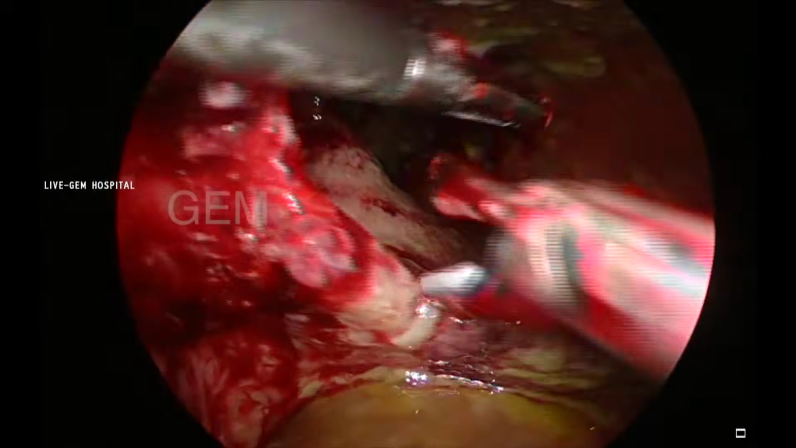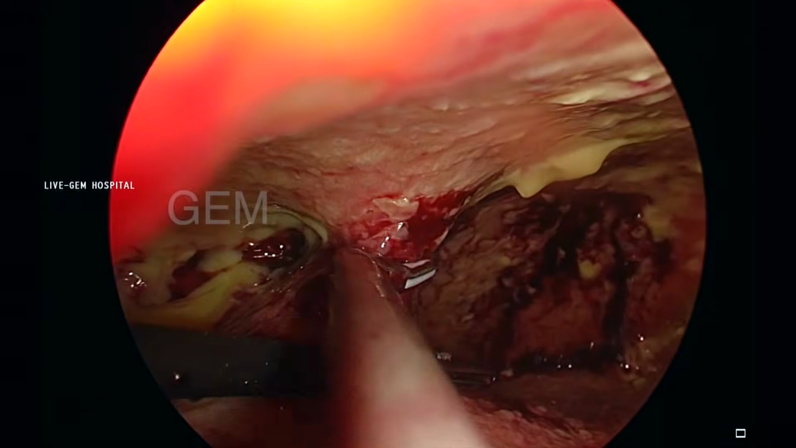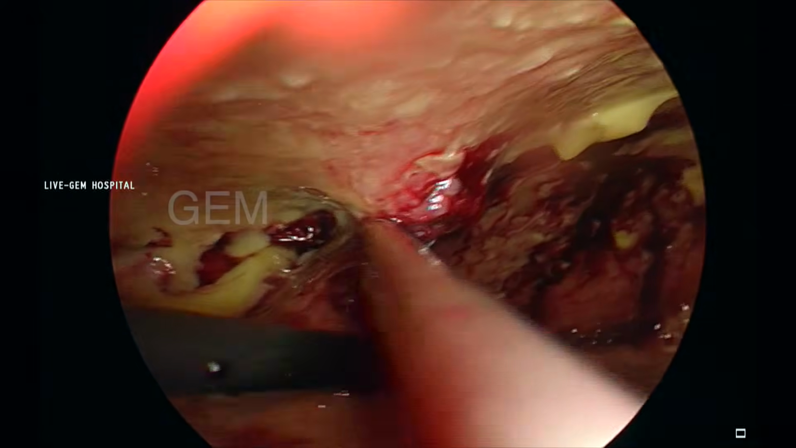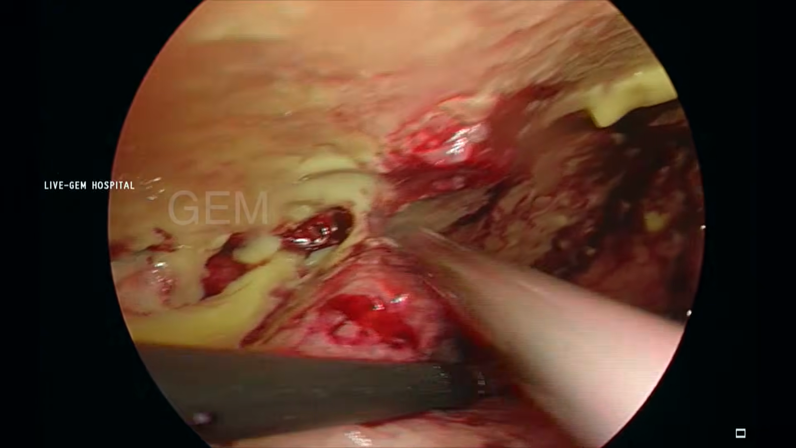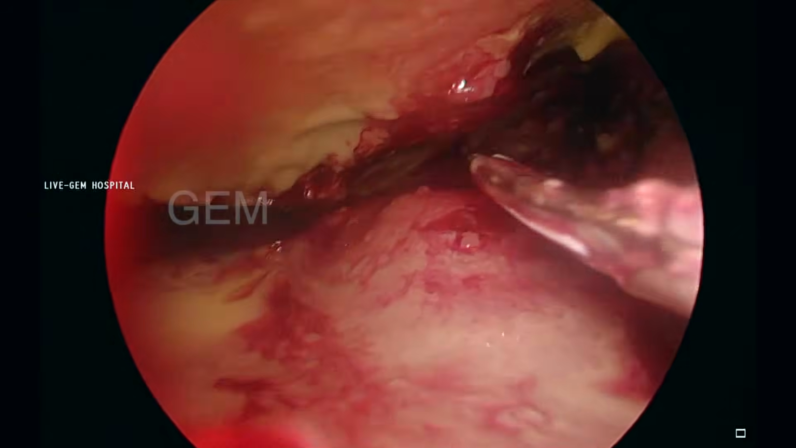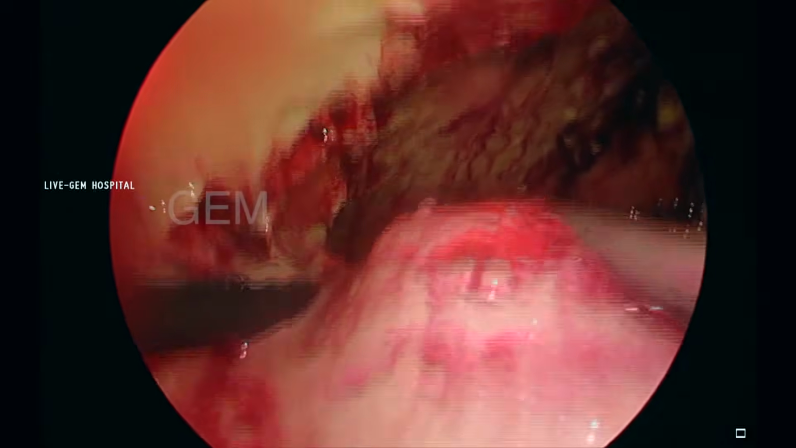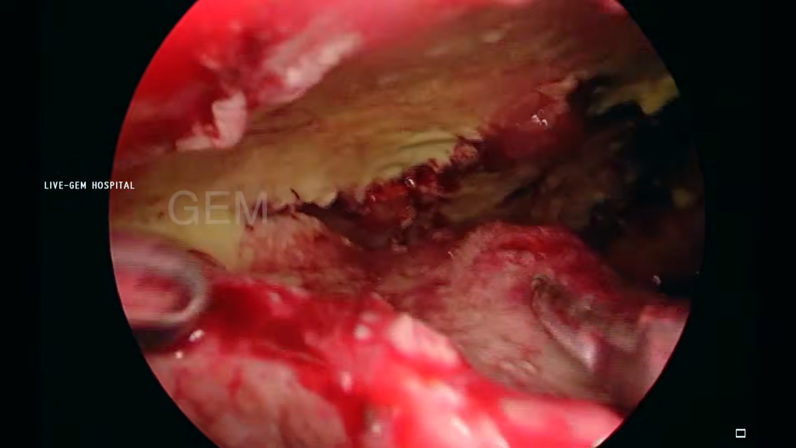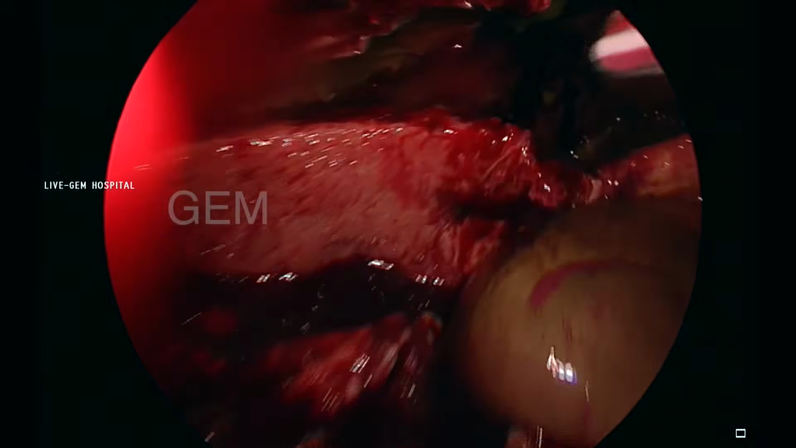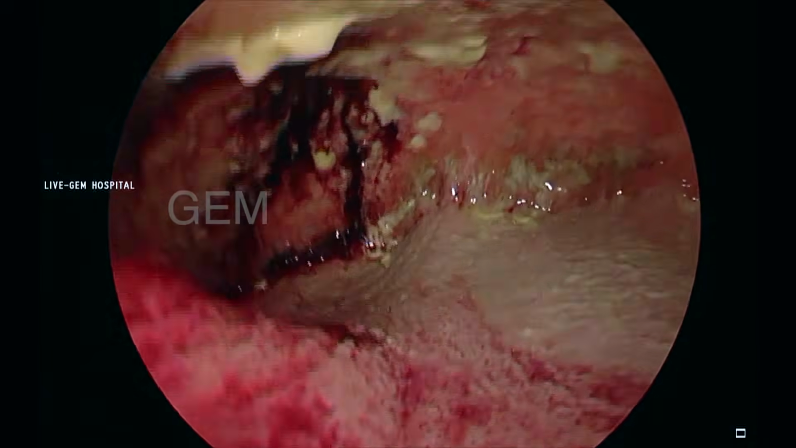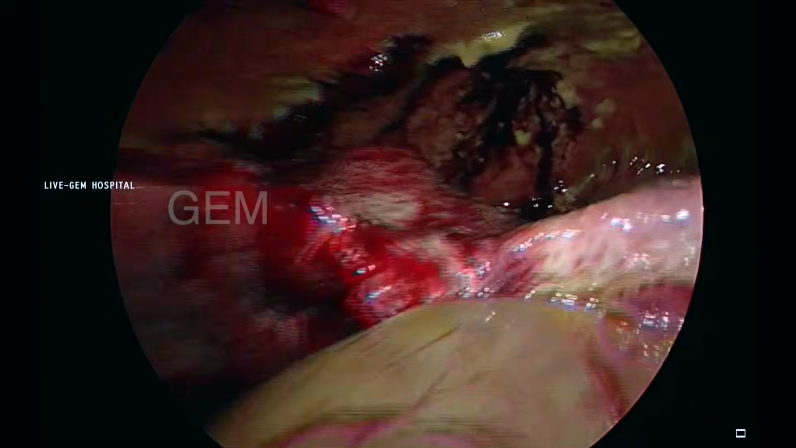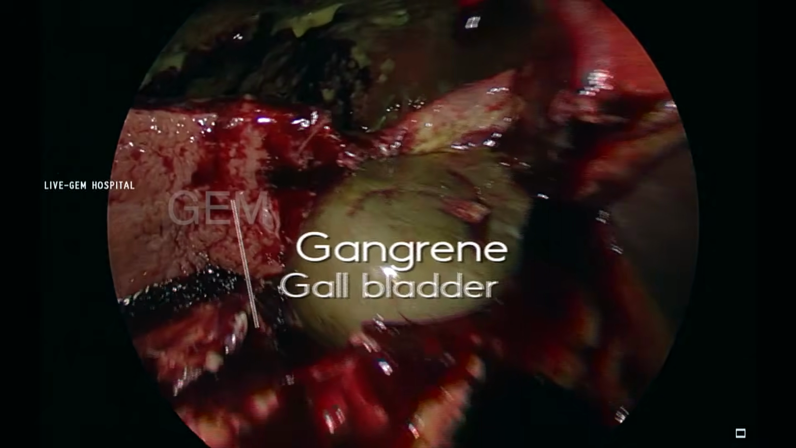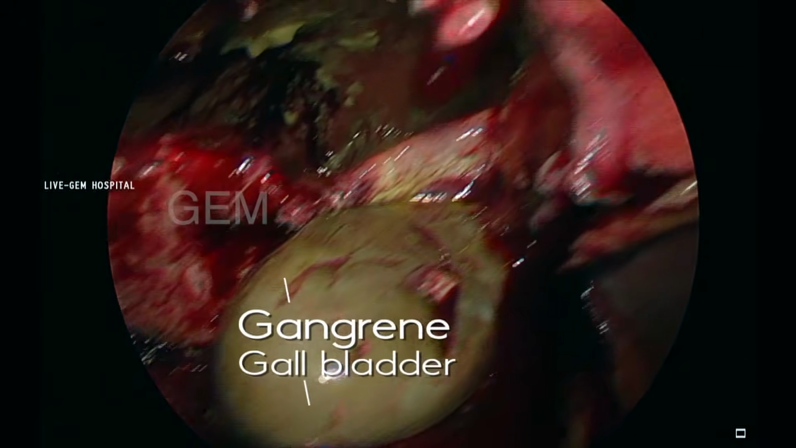So there is a huge cavity. I am releasing the adhesions of the liver to the abdominal wall and diaphragm. Basically, it is a diaphragm. Very bad abscess, huge amount of pus, almost more than a liter of pus was there. It is sucked out and we have to give a thorough wash, and so this is the gangrenous gallbladder.